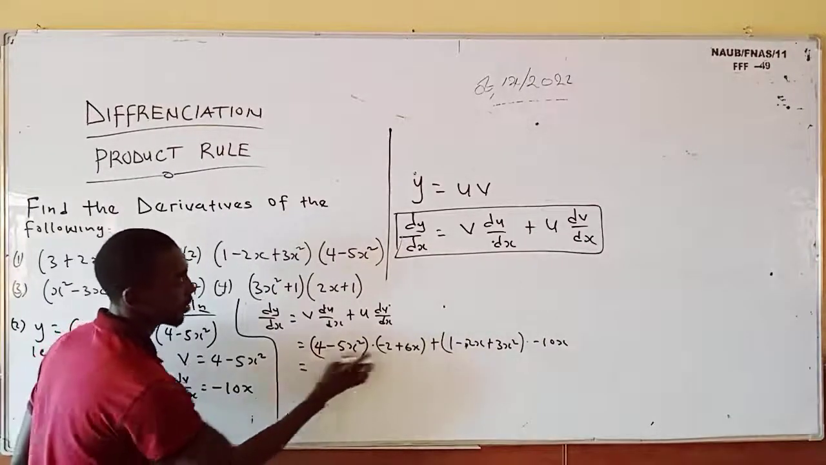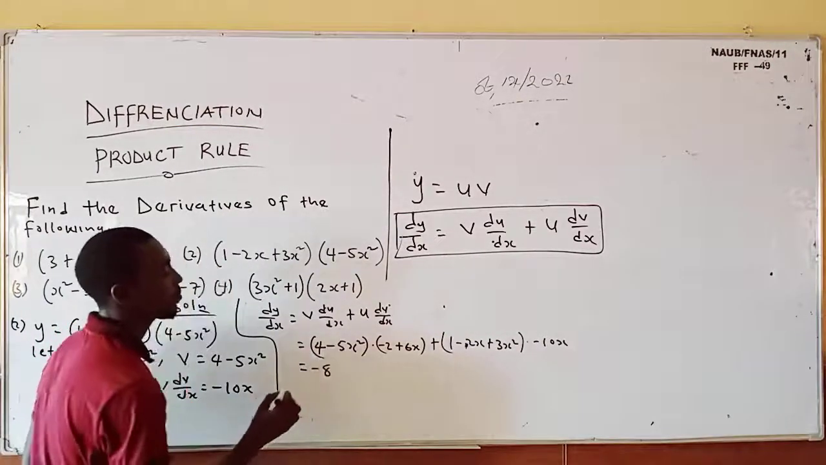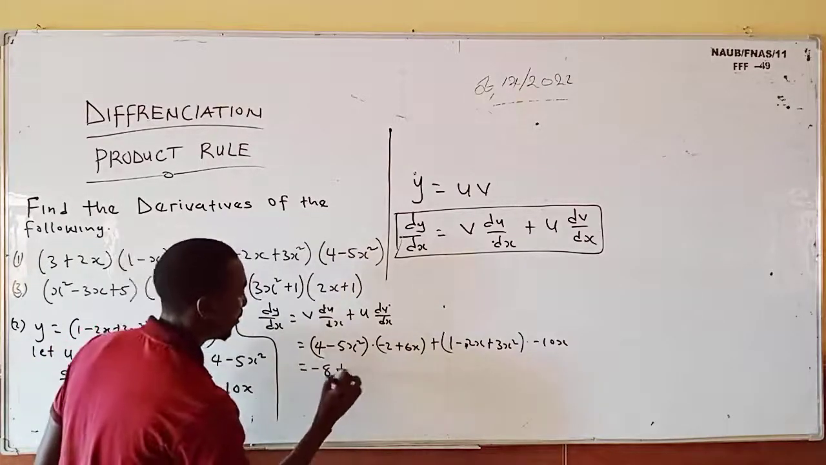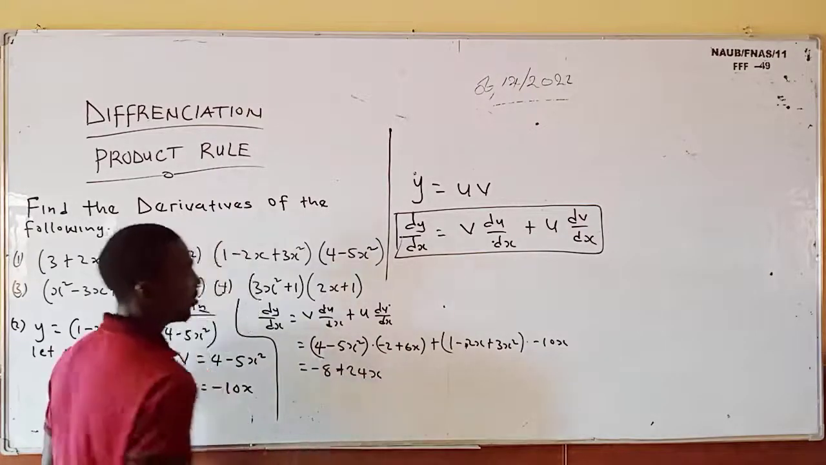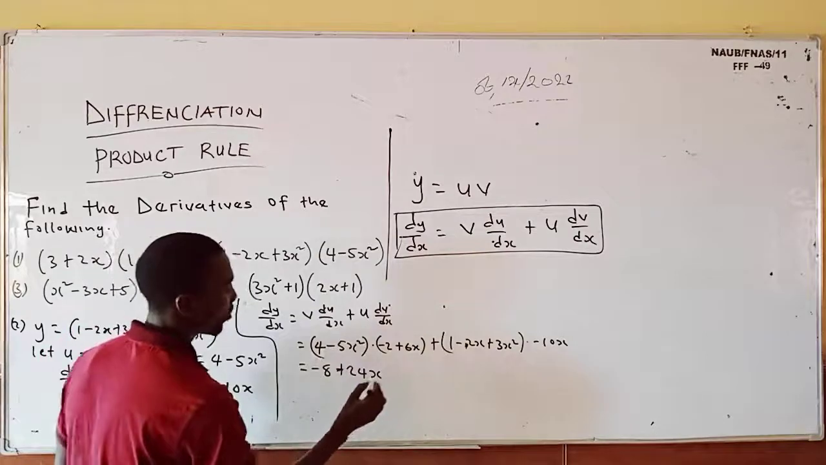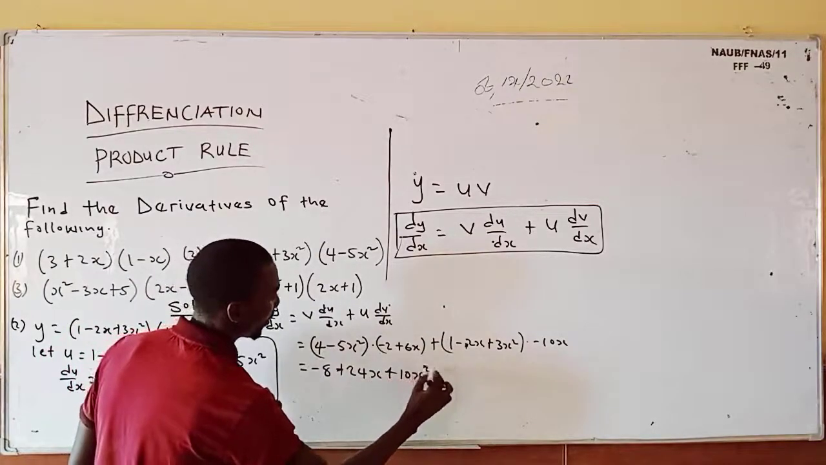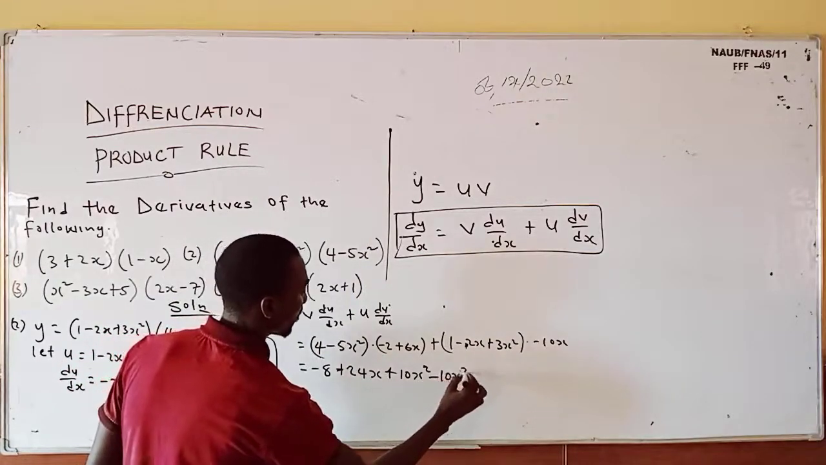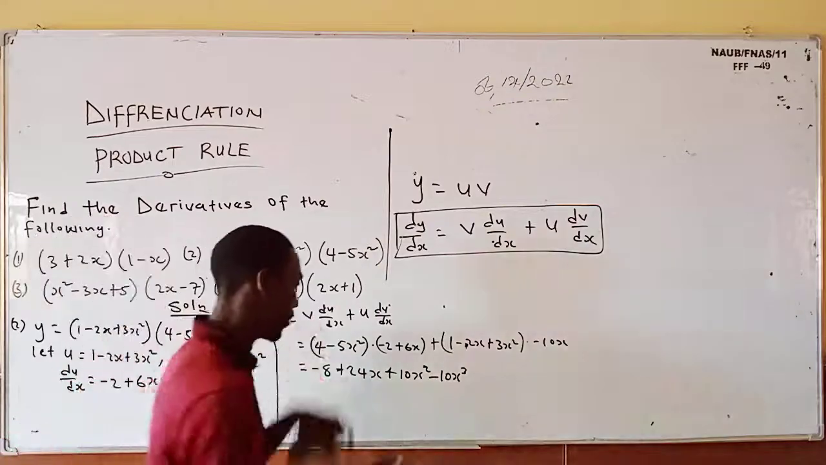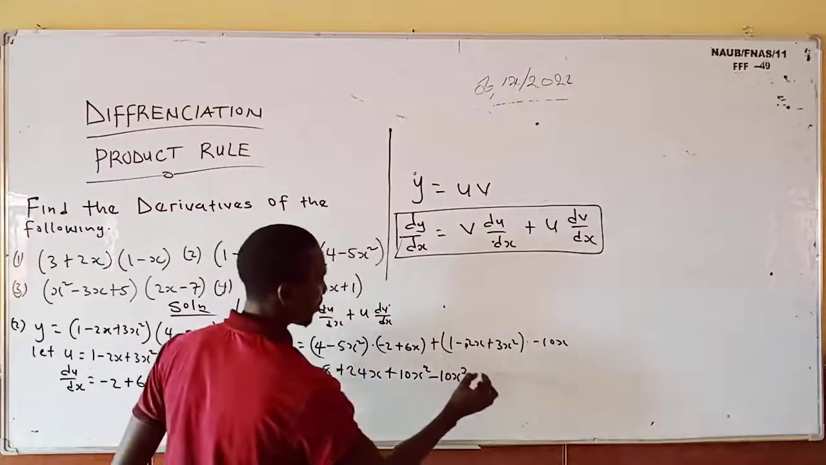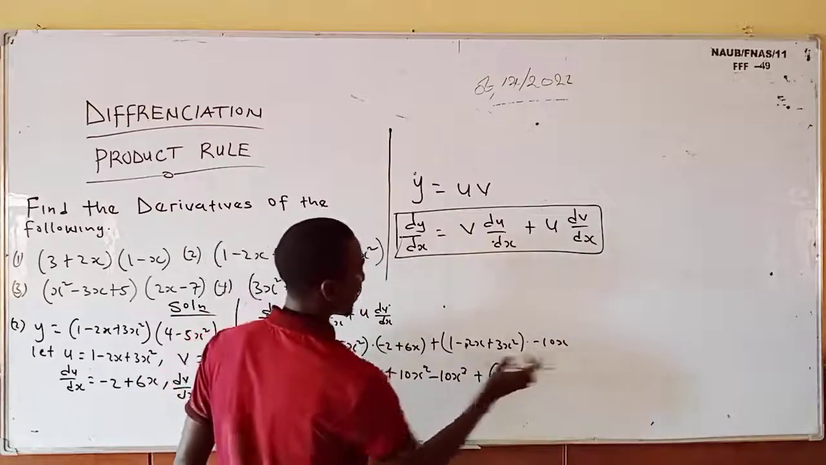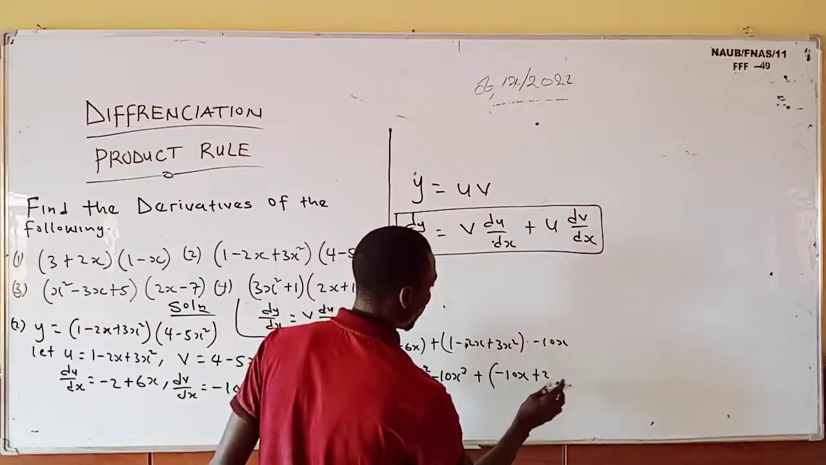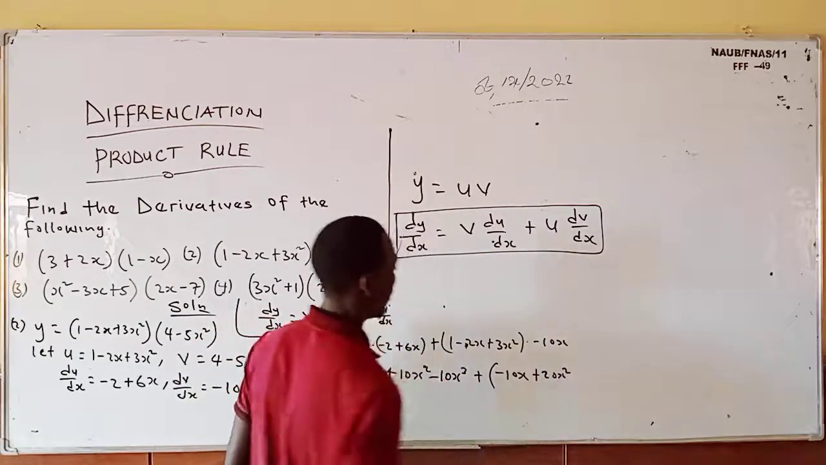So let's start with this. 4 times this is going to give us minus 8. Minus 8 plus 4 times 6s, that is 24s. So minus 5s squared times minus 2, that is positive 10s squared. And this times 6, that is minus 30s cubed. How do you get that? So now plus, let me open this bracket. Minus 10s times 1 is minus 10s. Minus 10s times this is positive 20s squared. How do you get that?